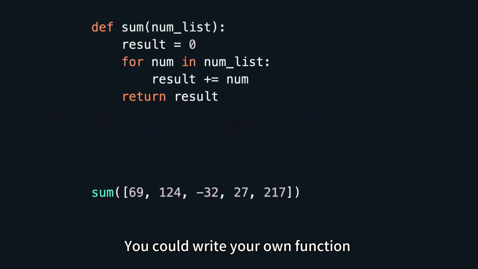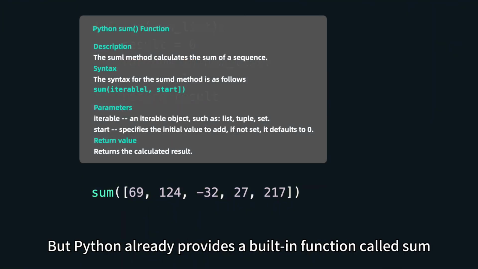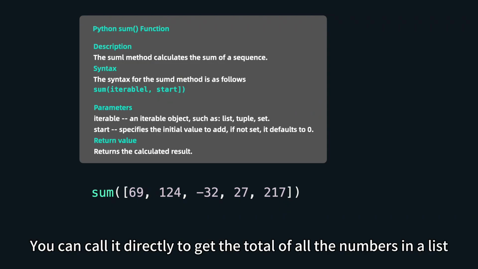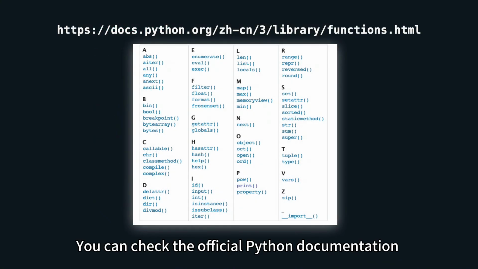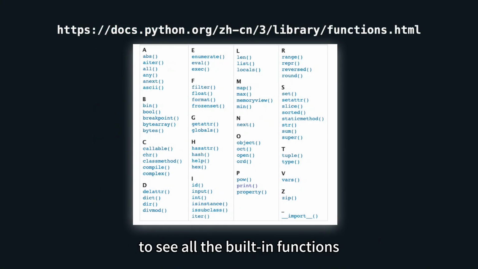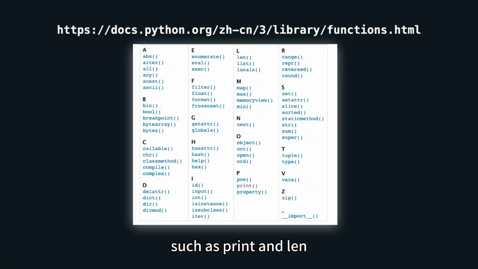You could write your own function and call it every time you need to calculate a sum, but Python already provides a built-in function called sum. You can call it directly to get the total of all the numbers in a list, so there's no need to define your own. You can check the official Python documentation to see all the built-in functions, including ones we're already familiar with, such as print and len.